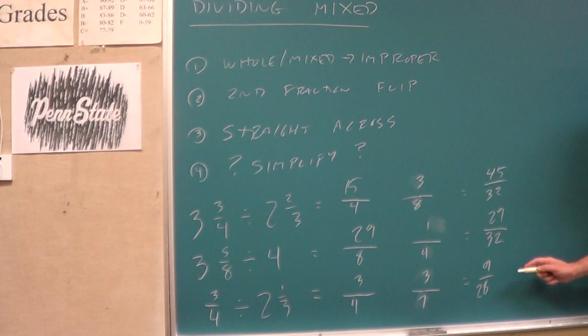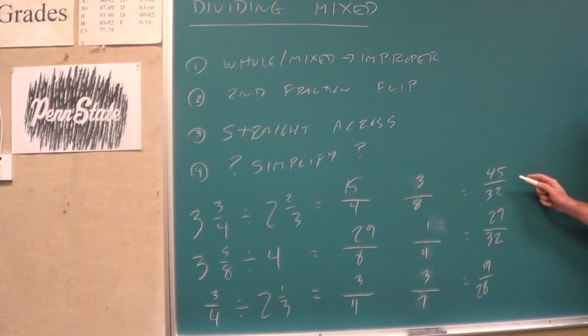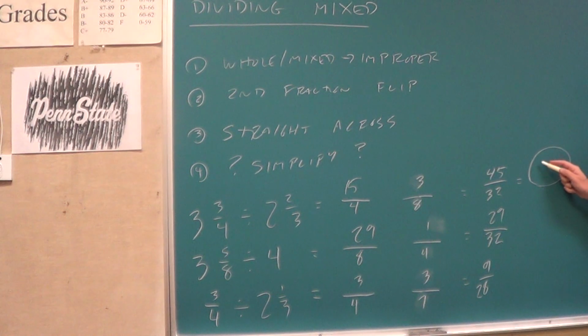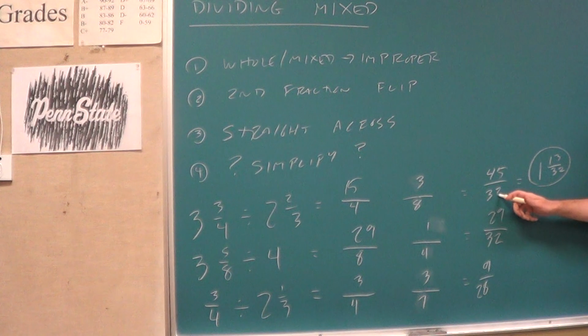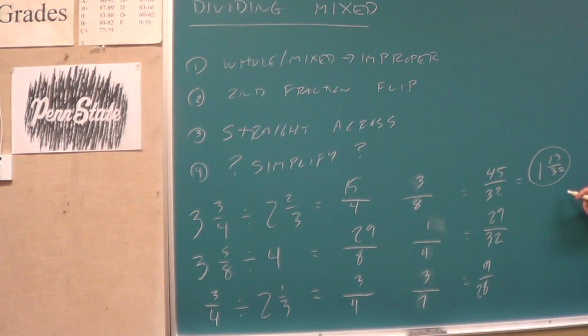The first one is improper, so we have to change it. What's that first one going to be? 1, 13. 32 into 45 is once, 13 leftovers. That's the best answer we can do now. How about the other ones? Which one's okay? Number 2. The 29 one?